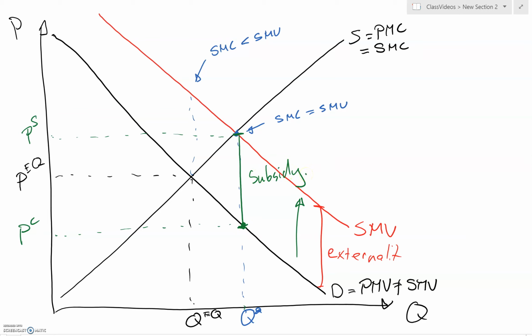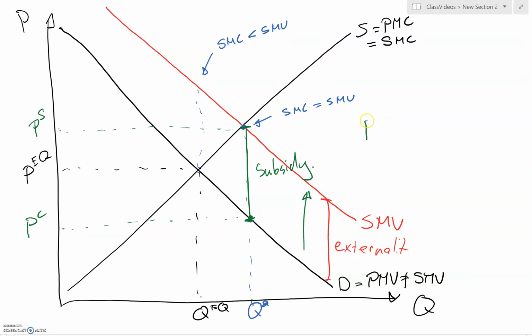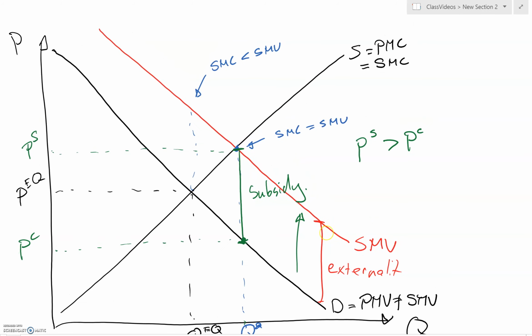And so if you're thinking this diagram looks like a tax, it's because you're right. It's just that this is a negative tax. Remember, in this situation, the price sellers receive is above the price consumers pay, whereas with the tax, it's the other way around. Okay, so let's think about total surplus before the tax and after the tax.